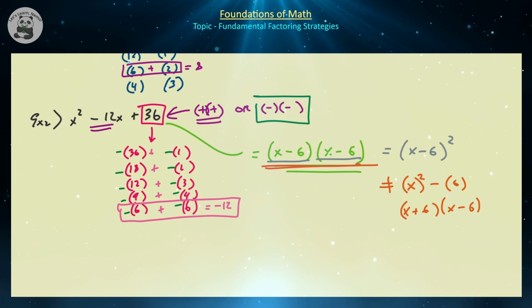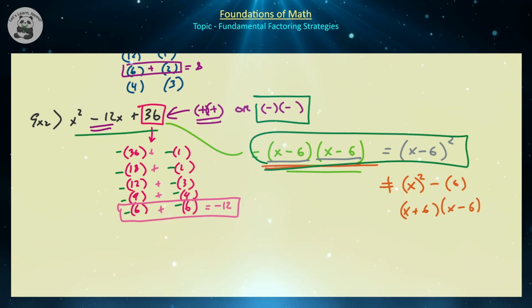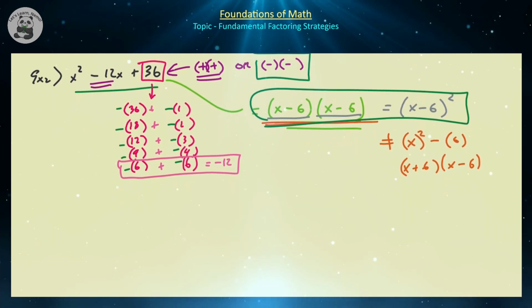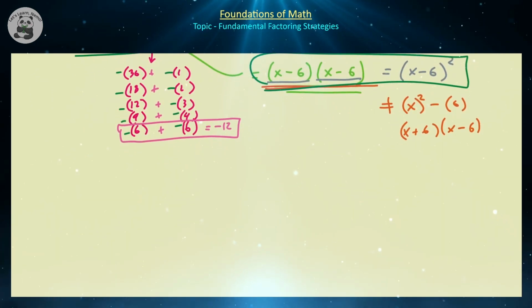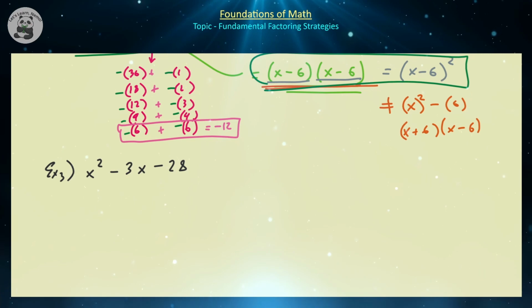So make sure you don't verify it in the wrong way. But that is going to be your factorization of the original monic trinomial. Let's look at one more. So example 3: x squared minus 3x minus 28. How am I going to get 28 in terms of a product?